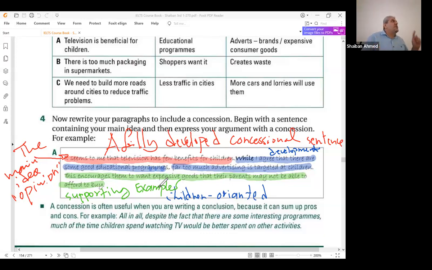Now, any questions about concessional? This is a concessional statement. What is concessional? Balanced. TV is good, but there are some action movies. Playing outside would be a good idea for children, but sometimes they get injured or there is some bullying. Okay, studying online is a good idea, but no activities. So, this and that. Okay, good.